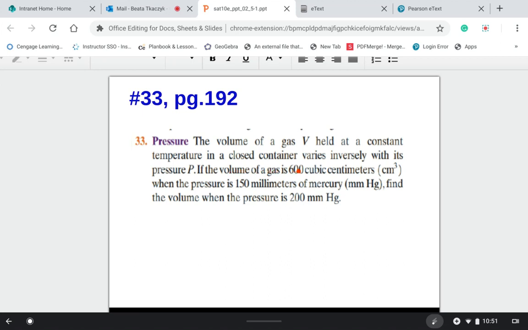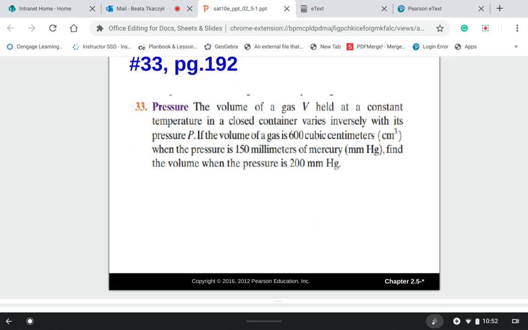If the volume of a gas is 600 cubic centimeters, we'll replace V with 600, and the pressure is 150 millimeters, we'll replace P with 150, and using that information you will find K, which is the constant of proportionality. When we know K, we can solve the problem. Find the volume when the pressure is 200. Okay, so let's start.